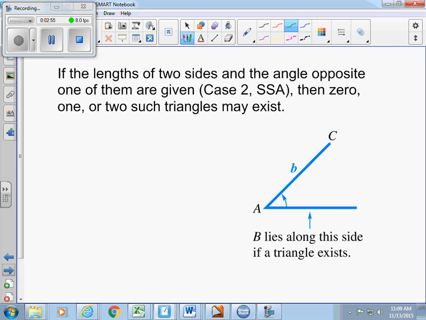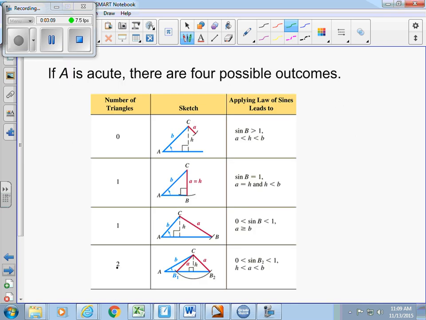So we're going to be looking at the 3 different options. There's either 1 triangle, no triangles, or 2 triangles that fit the bill. So that's what we're going to be looking at. So the 3 cases. And we're going to walk through this slowly, give you plenty of time to write and process. The first thing we're going to talk about is if A is acute. And then there are 3 or 4 cases for what kind of triangles we can have.